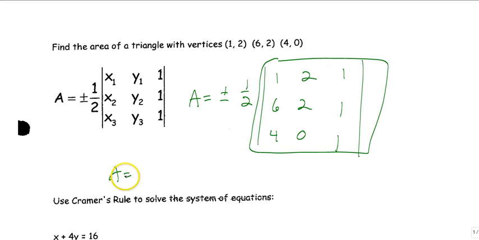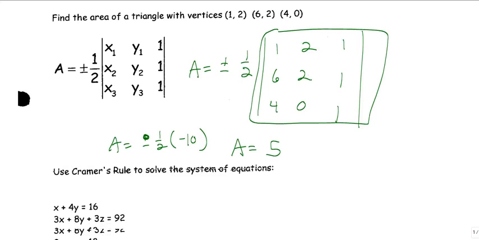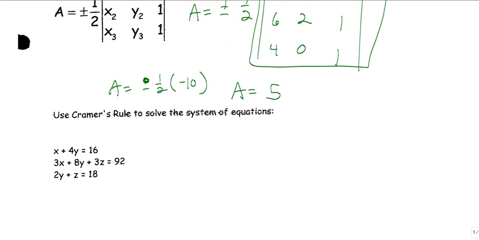So the area is equal to either plus or minus 1/2 times -10. Well, since this is negative, we want a negative just because we want a positive area. Again, it doesn't matter. The area just should be a positive number at the end. The area of this triangle is 5 units squared. Okay, so that's just a formula that's kind of fun to use and know how to use for finding areas of triangles. The reason we really want to use determinants, though, is to do Cramer's rule again.